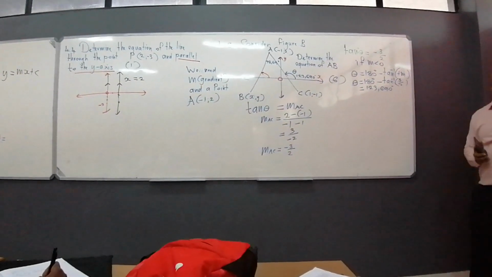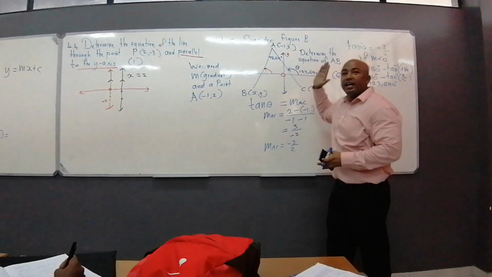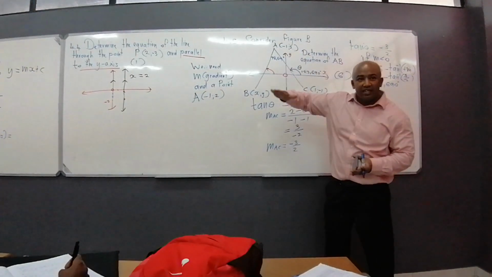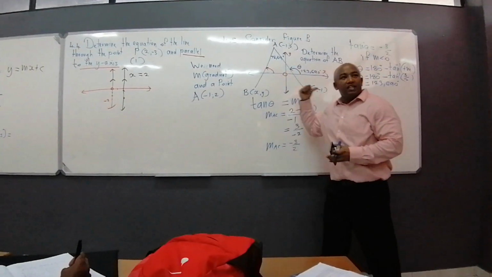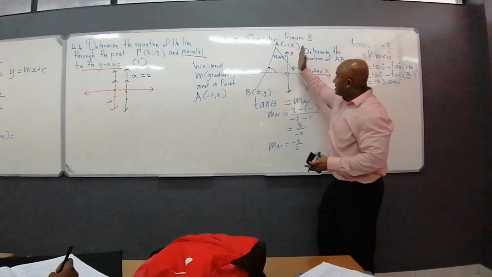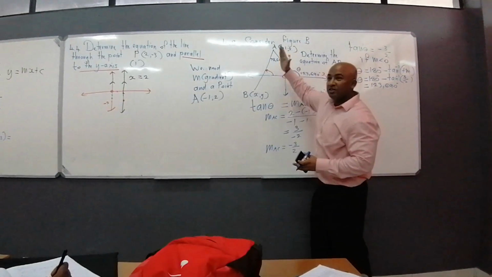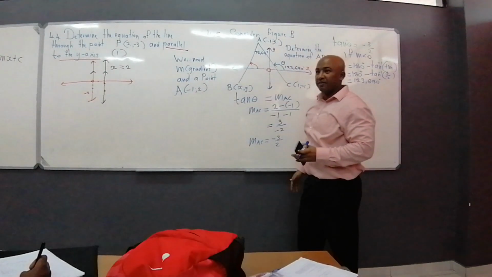So now, you can see that this angle is greater than 90 degrees. If you got an answer less than 90 degrees, you know it's wrong. Look at the shape. Here is 90 degrees, straight line. This one is less than 90 degrees. So this is more than 90 degrees.